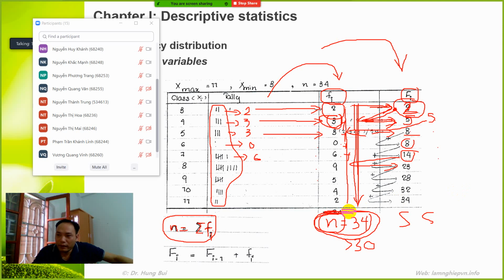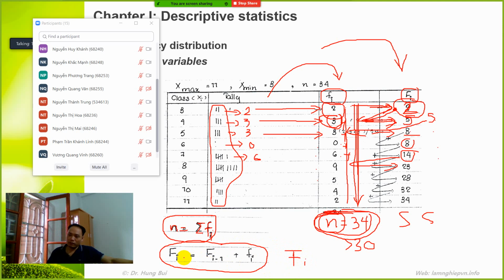Do you finish writing? Yes, and do you understand the way to calculate big F? Relative frequency. Yeah. And now I want you to write the next formula. Write this one for me. It's the way to calculate big Fi.